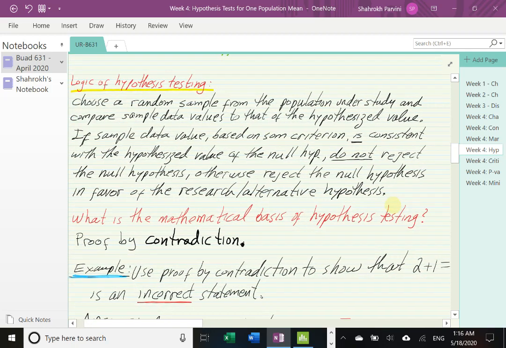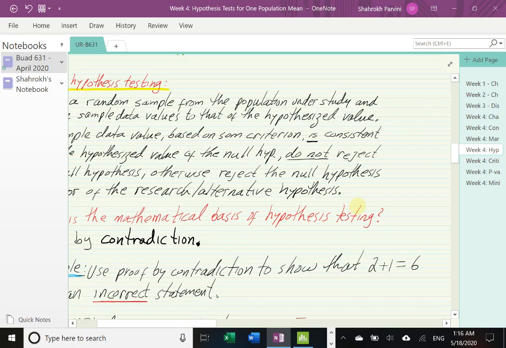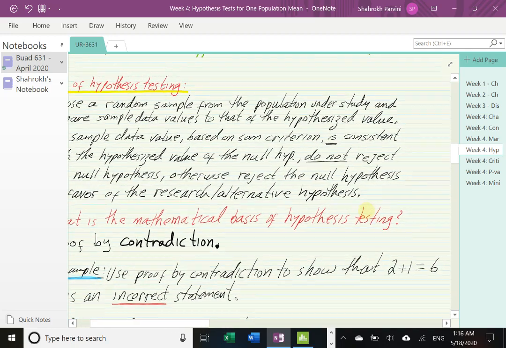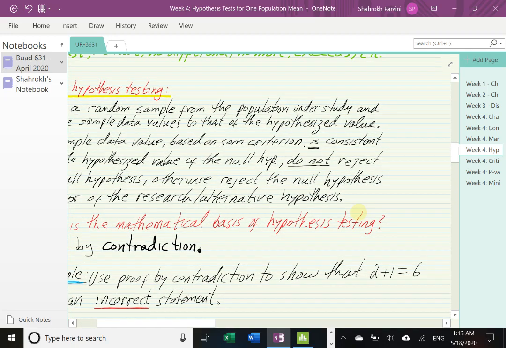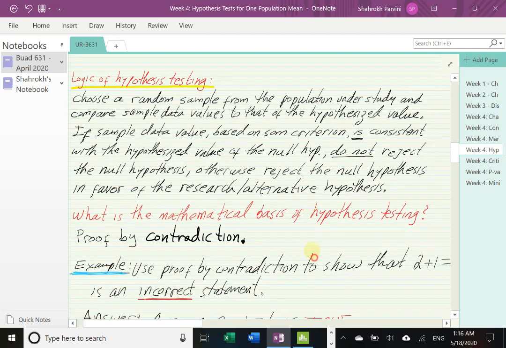So, in this example, I have it use proof by contradiction to show that 2 plus 1 equals 6 is an incorrect statement. Right, 2 plus 1 equals 6. Notice that. I know that's incorrect. That's not a typo, but that's what we want to prove. So, how do we prove by contradiction?